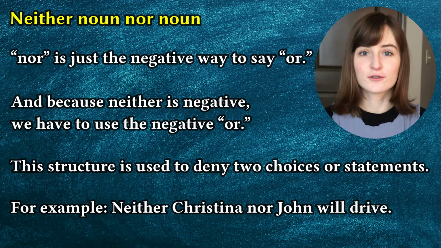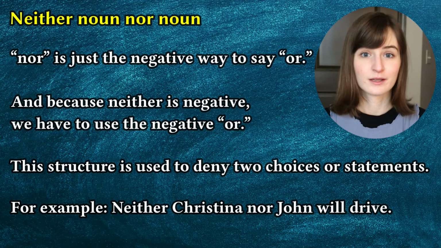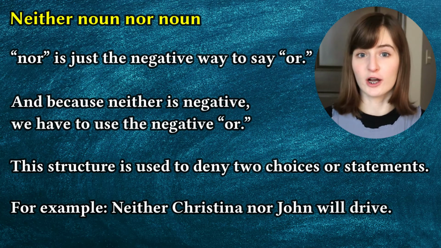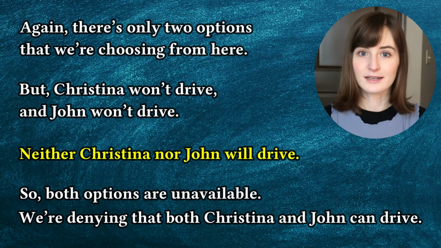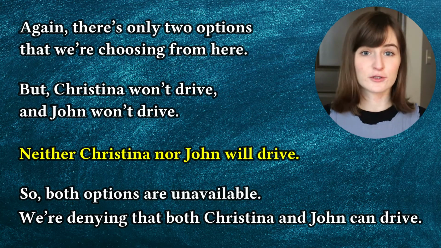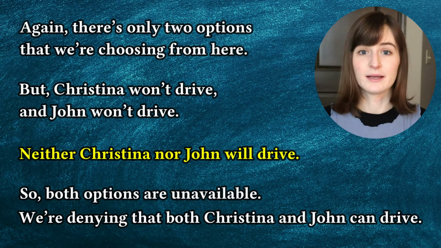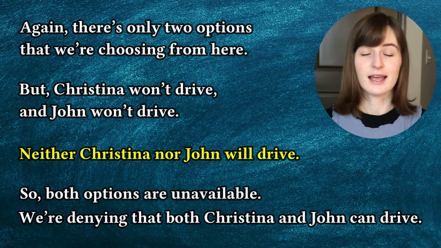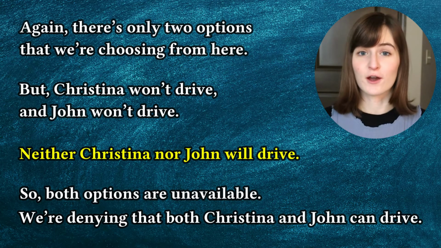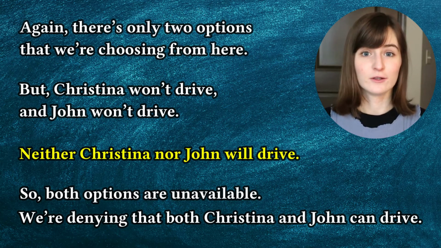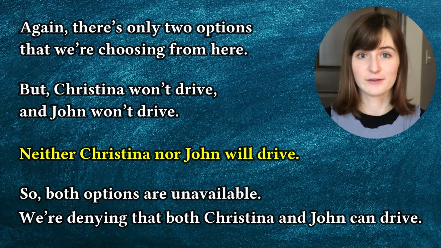This structure is used to deny two choices or statements. For example, neither Christina nor John will drive. Again, there's only two options that we're choosing from here. But Christina won't drive and John won't drive. So, neither Christina nor John will drive. So both options are unavailable. We're denying that both Christina and John can drive.